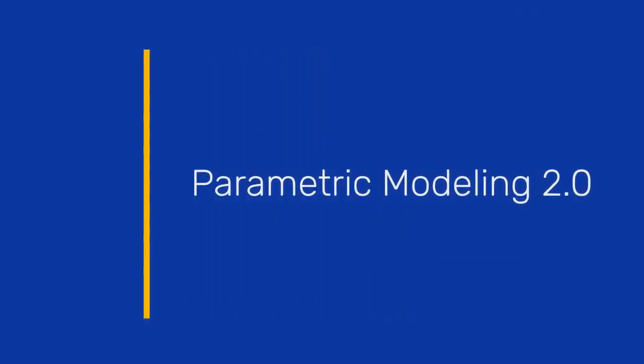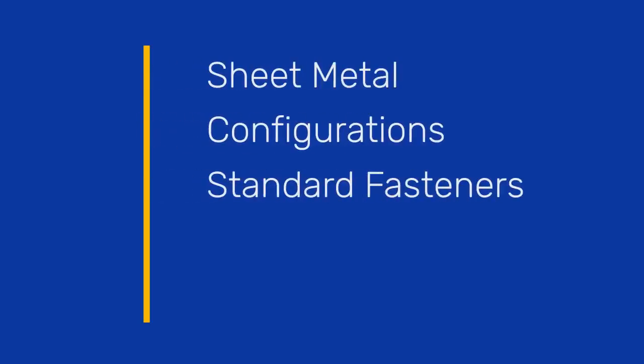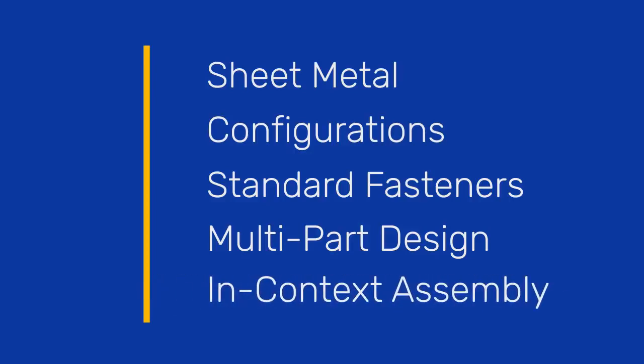So not only do we have the modeling features that you need to do your job, but in Onshape, they're better. There are 5 examples that I think are a good representation of Onshape's better core CAD functionality. They are sheet metal, configurations, standard fasteners, multi-part design, and in-context assembly editing.